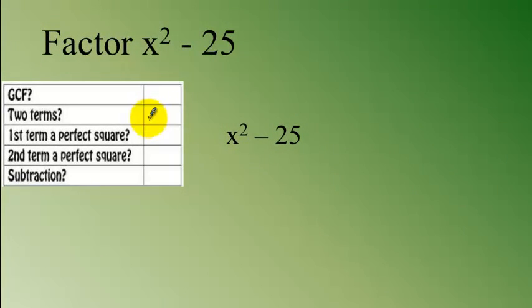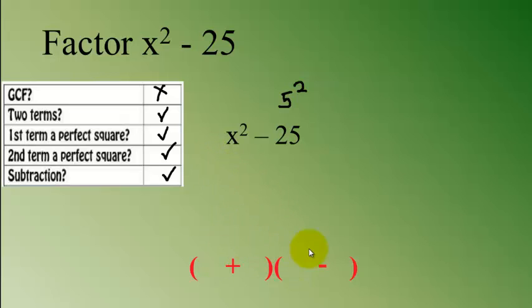Do we have a GCF? None. Do we have two terms? Yes. Is the first term a perfect square? Yes. The exponent is even. Is the second term a perfect square? Yes, because we can write this as 5 squared. Do we have a subtraction? Yes. Alright, so the factors will be like this.